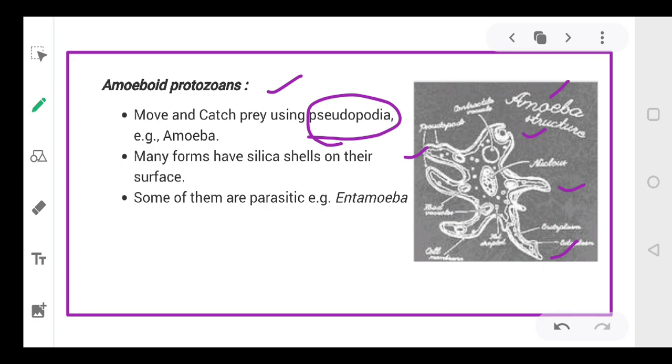Okay, and they are covered with silica shells on their surface. So from all sides, their shell is covered with silica, and they are parasitic also, like Entamoeba histolytica. Okay, so some of them are parasitic, means they can cause diseases in human beings.